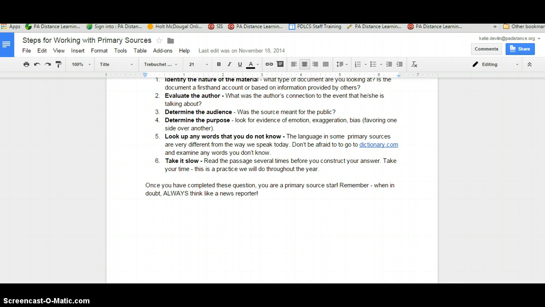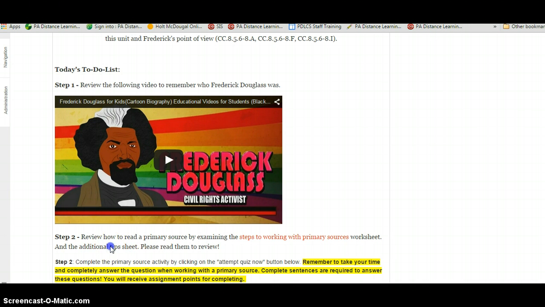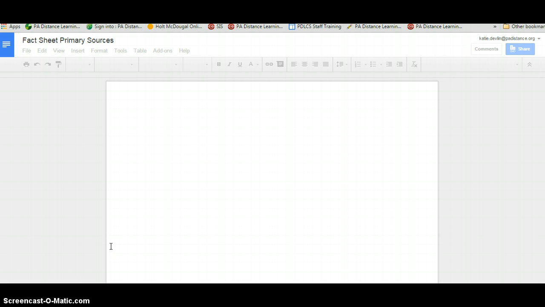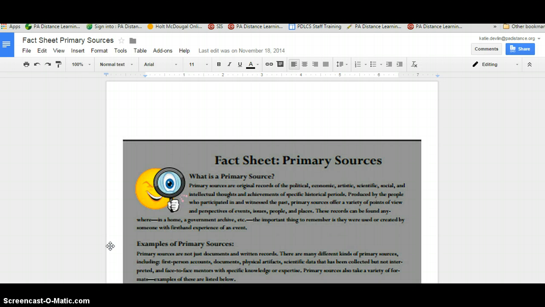And we're going to take a look at the next thing here, which is the additional tip sheet. I want to give you all the tools before we hit go. So what's a primary source? Primary sources are original records of the political, economic, artistic, scientific, social, and intellectual thoughts and achievements of specific historical periods. Produced by the people who participated in and witnessed the past, primary sources offer a variety of points of view and perspectives of events, issues, people, and places.